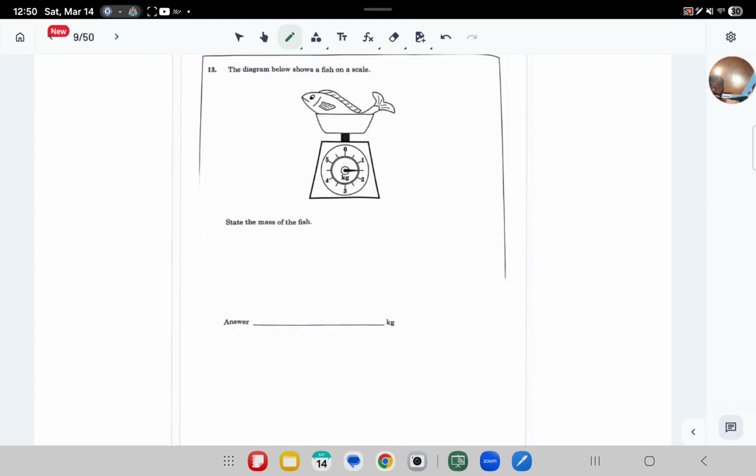Right. Number 13, the diagram below shows a fish on a scale. What is the mass of the fish? Well, the arrow is pointing between 1 and 2, so it is midway between 1 and 2, so it is 1.5.